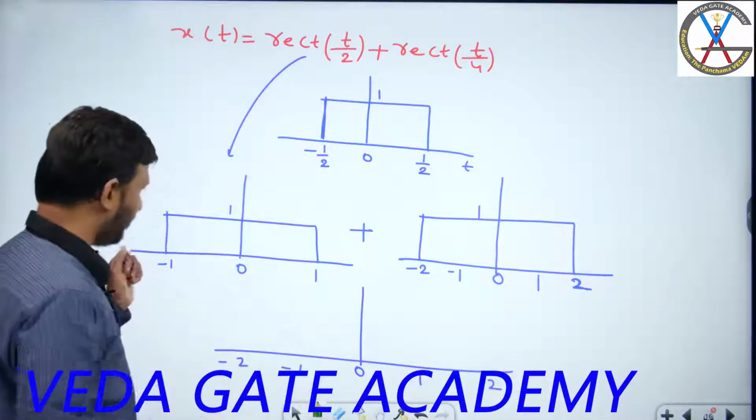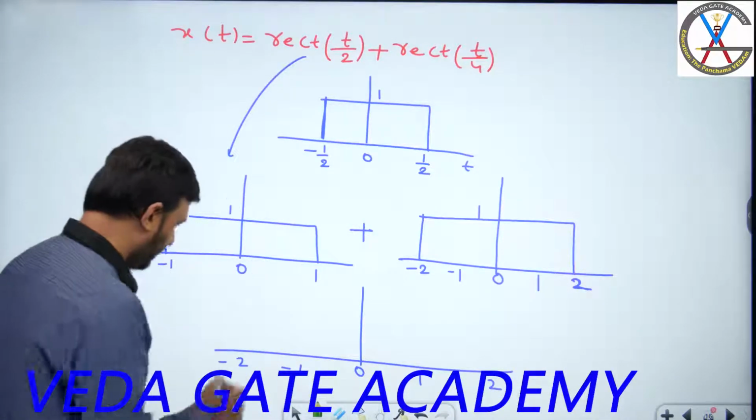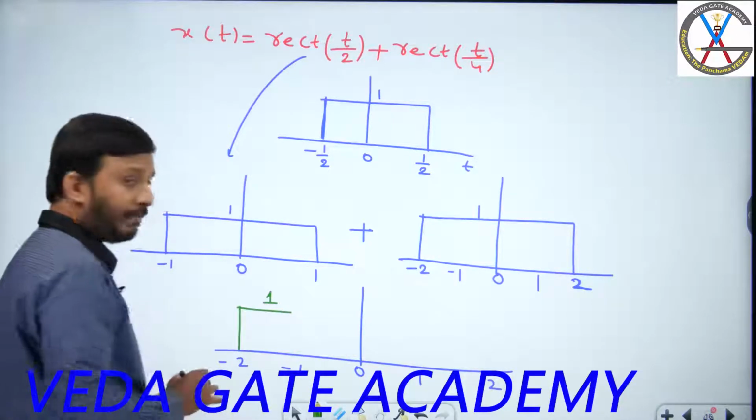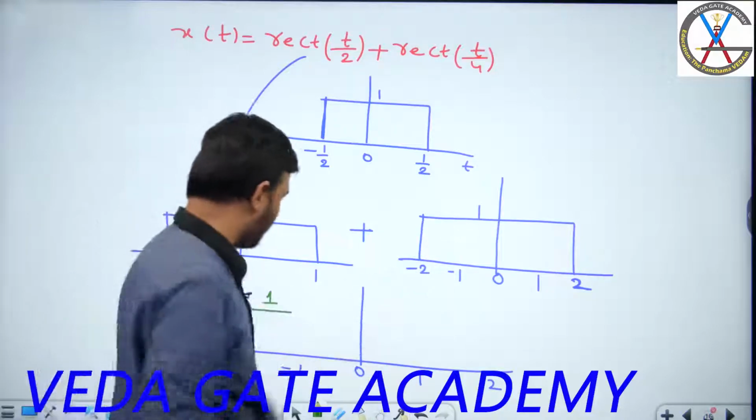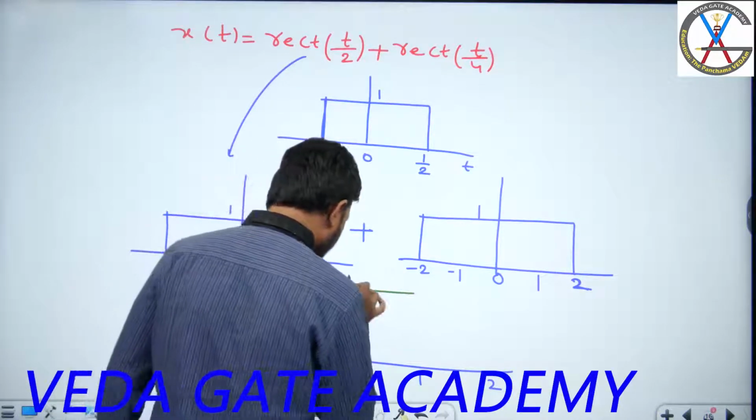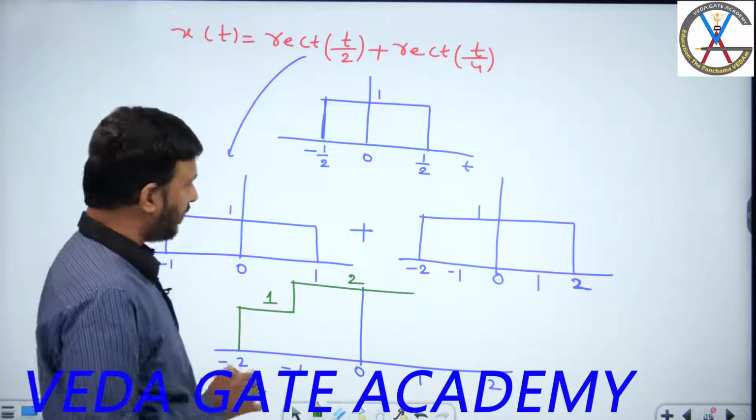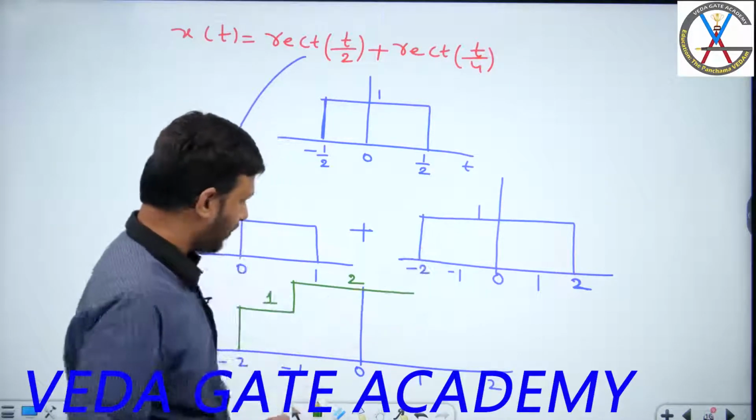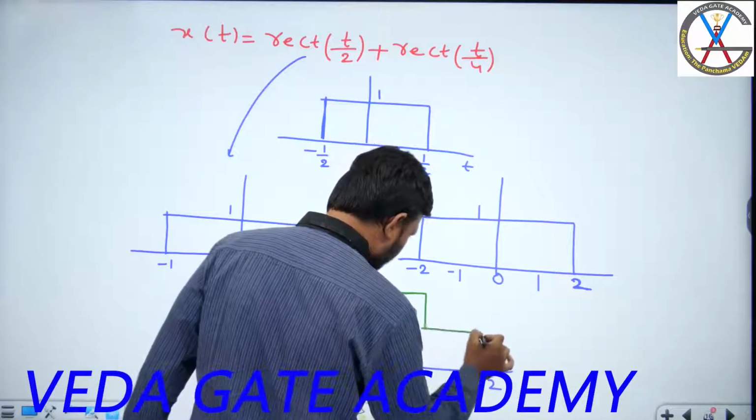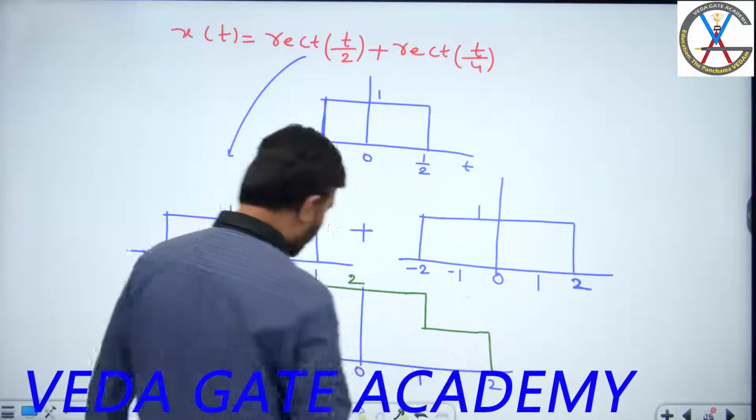From -2 to -1, this value is 0, this value is 1. So 1 I am going to get. From -1 to 1, this is 1, this is 1. 1 plus 1 is 2. From 1 to 2, this value is 0, this value is 1. 1 you are going to get. So this is the shape of the signal.